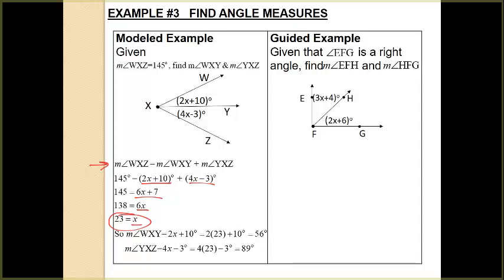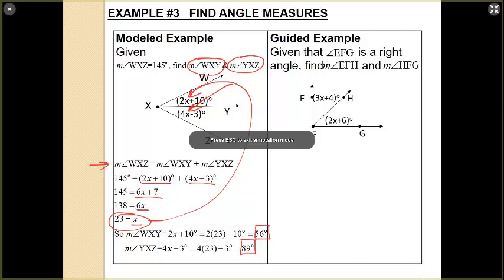But what it's asking in the question is find the measure of WXY and the measure of YXZ. So what you have to do is plug this in to each one of the x values that you see. When you do that, you get 56 degrees and 89 degrees as your respective answers.